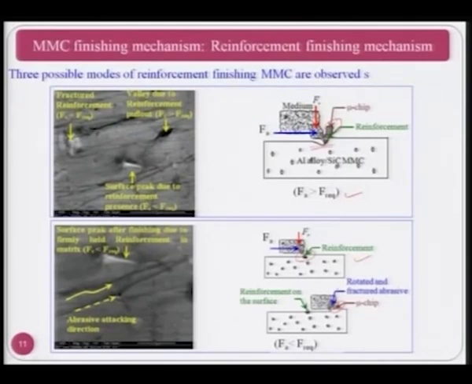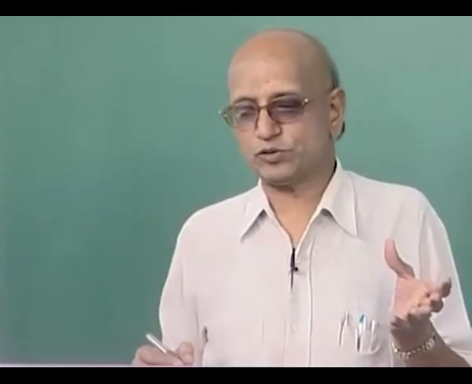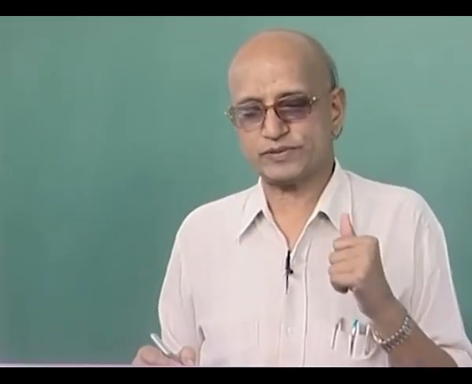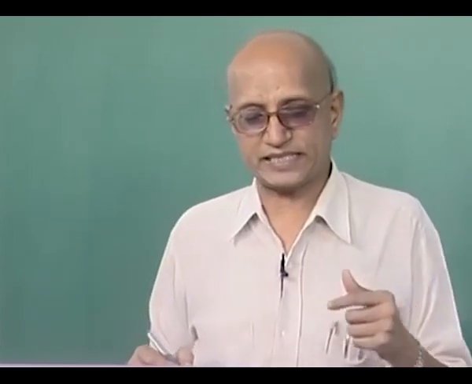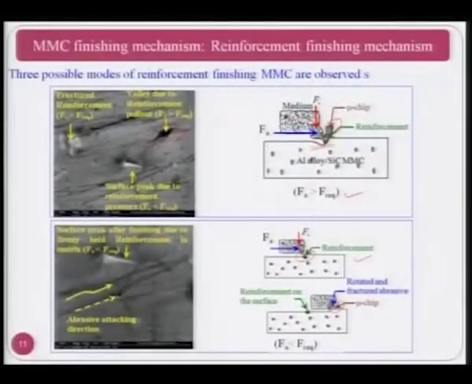Similar things have been observed during experimentation, which are shown on the left hand side in the pictures. I will show you here fractured reinforcement, as you can see over here. Here, a valley due to the reinforcement pull out. This is very important: when the axial force is large enough and you are able to remove the reinforcement from the base material or matrix material, then such kind of valleys are formed and they deteriorate the overall surface finish.